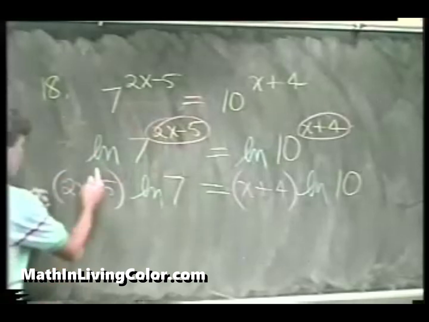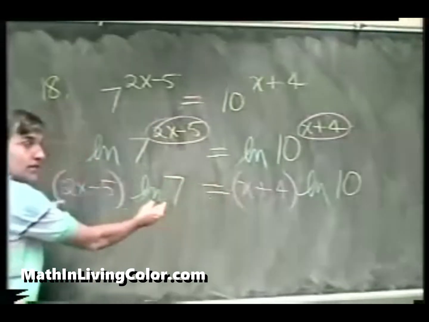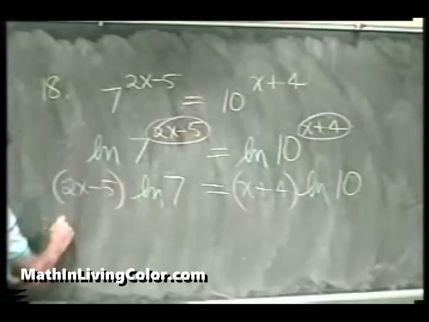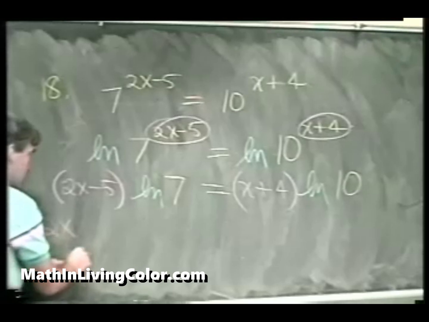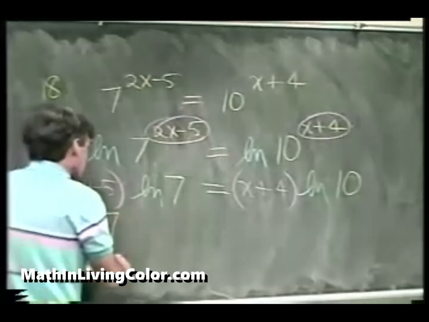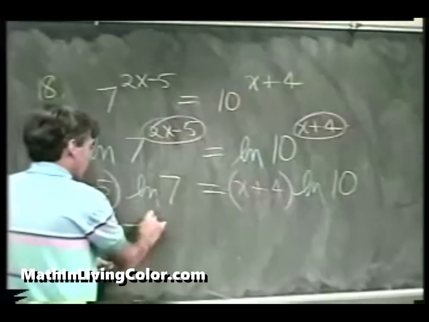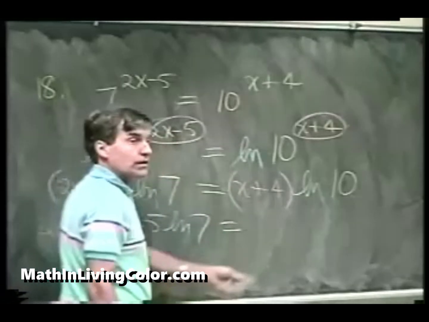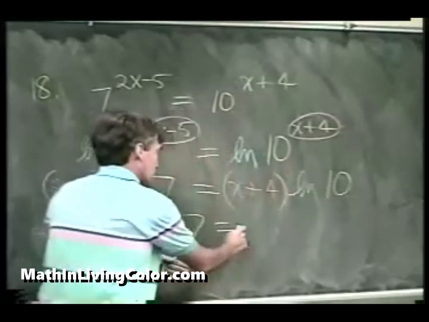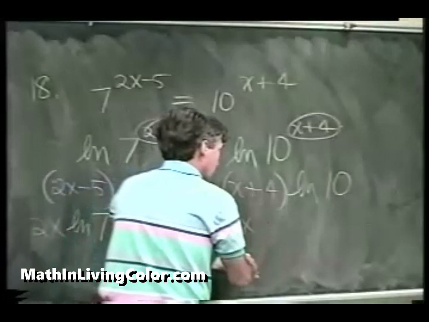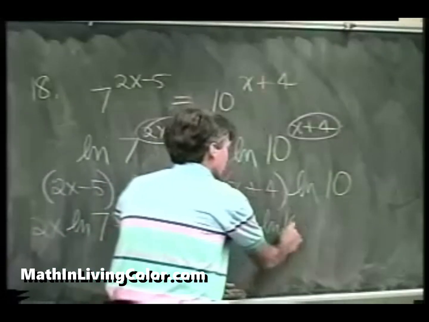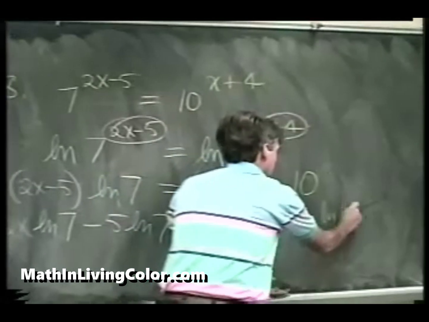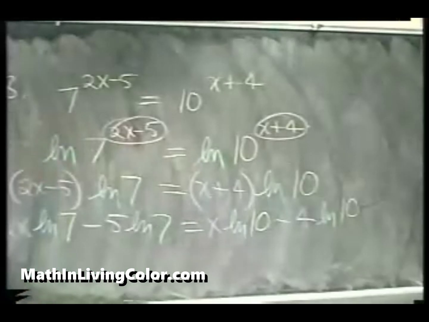All right, now what do we do if you've got x's over here and x's over there? We need to distribute this. ln of 7 is just a number, so distribute it. What would that be? 2x times the ln of 7, and then minus 5 times the ln of 7 equals ln of 10 times x. All right, x times the ln of 10, and then plus 4 times the ln of 10.